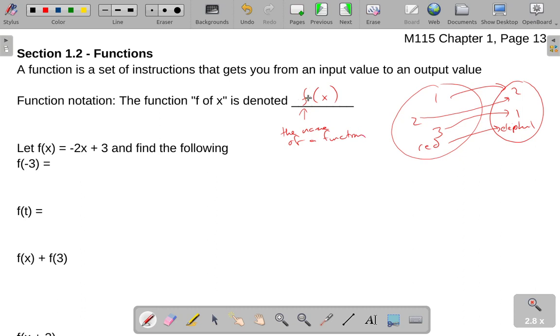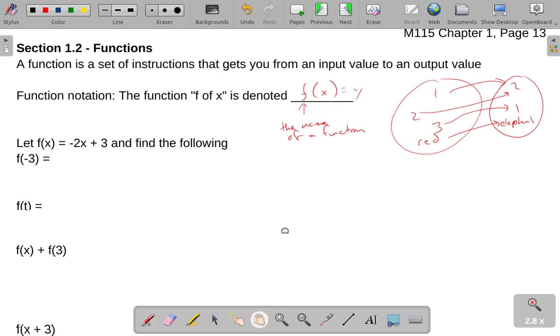And this function, like I said, is a bunch of instructions. It's specifically telling us that whatever's on the inside of these parentheses is our input. So this value of x is going to tell us what our input value is, and whatever we get out of this is going to be our output.